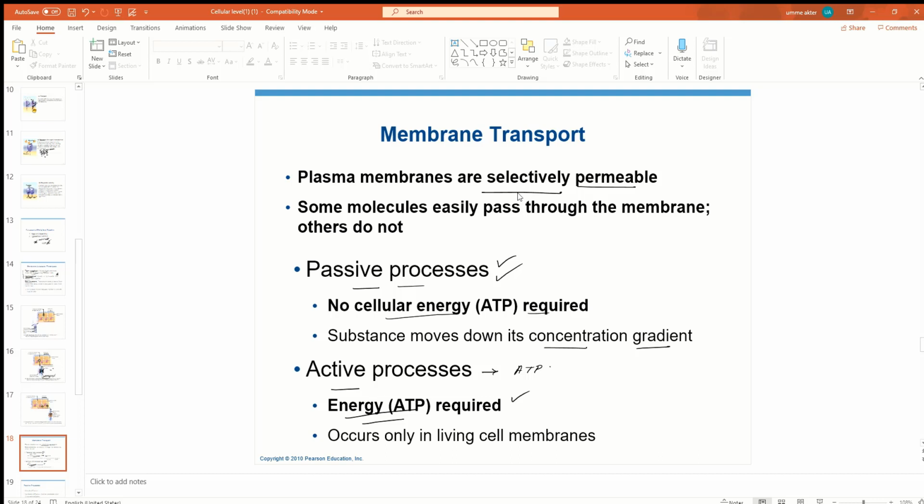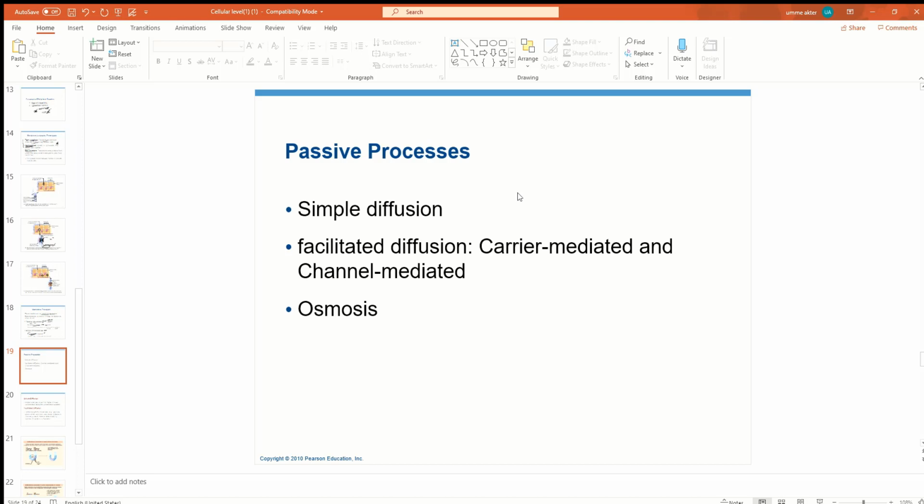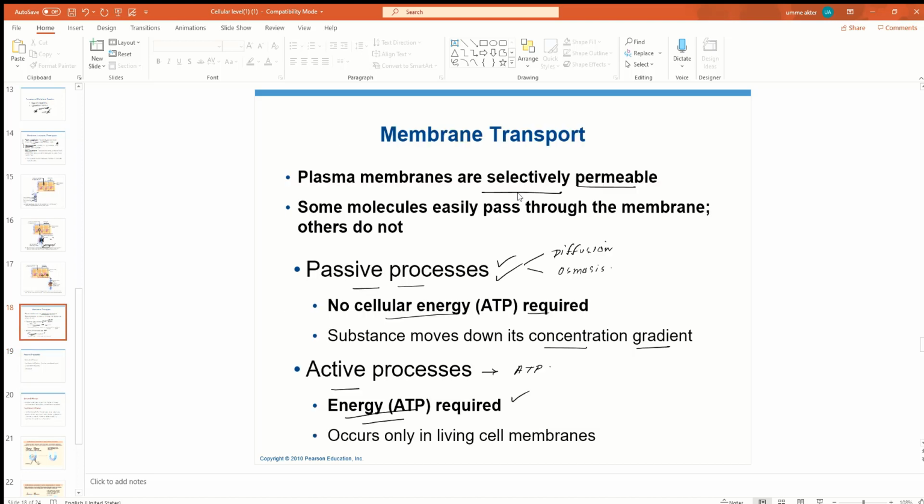Now passive processes include diffusion and osmosis. These are two main types. Diffusion and osmosis. And active is against the concentration gradient and uses ATP.